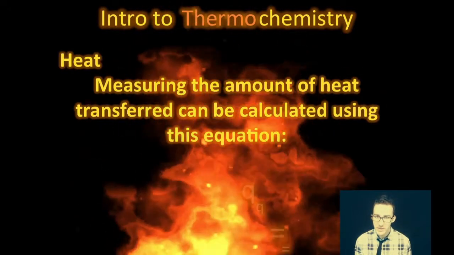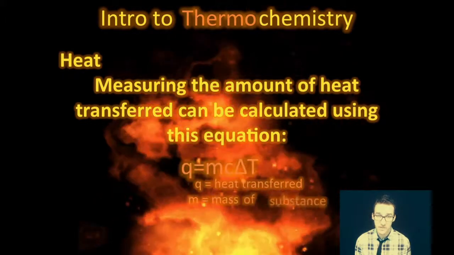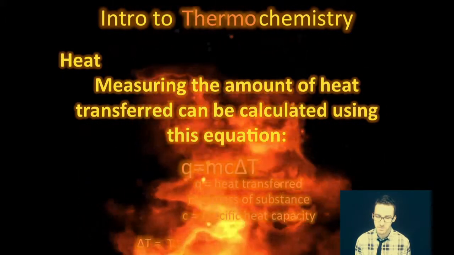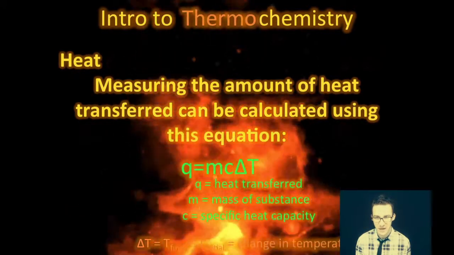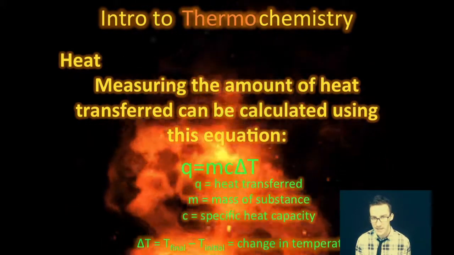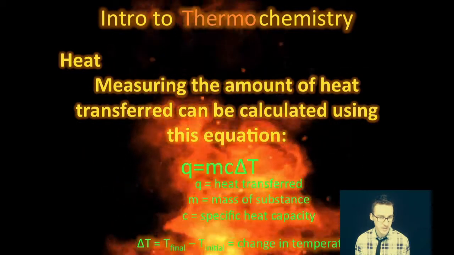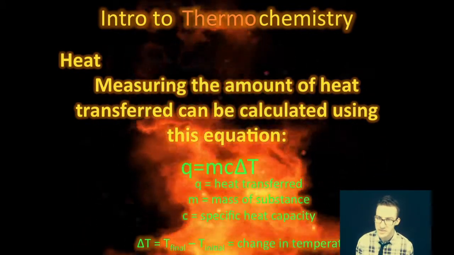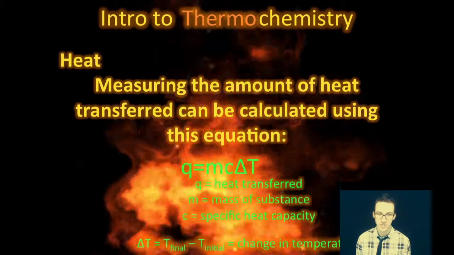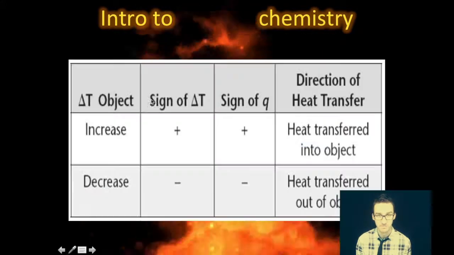We are then going to be able to measure the amount of heat transferred using the following equation. And this is where we get that Q equals mc delta T, commonly referred to as MCAT, where Q is your heat transferred, M is the mass of the substance, C is the specific heat capacity, and delta T is your change in temperature, your final temperature minus your initial temperature.